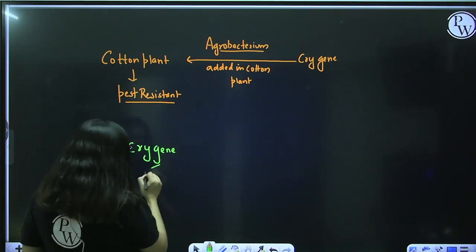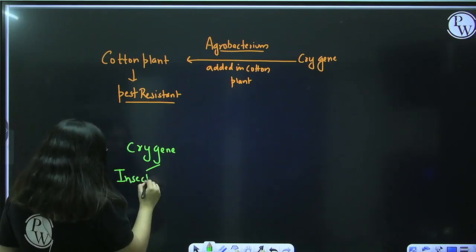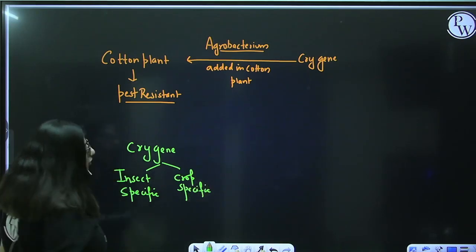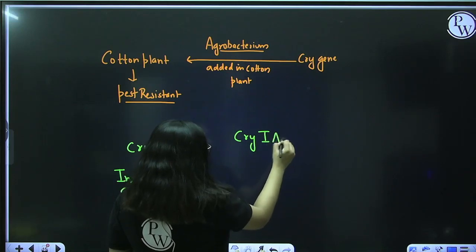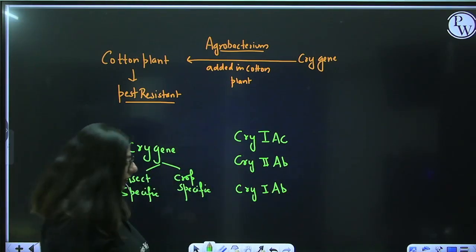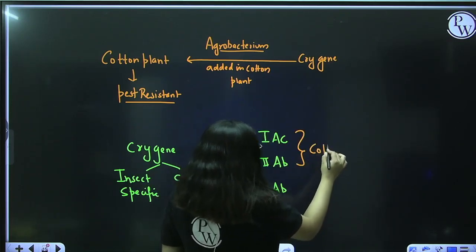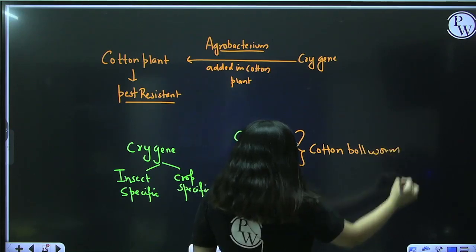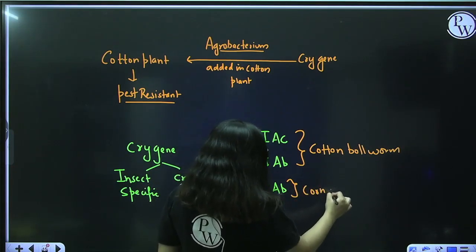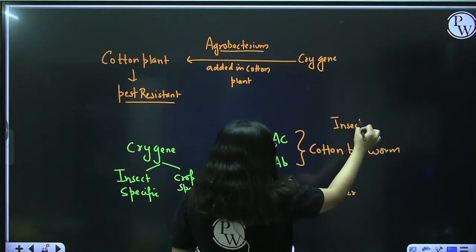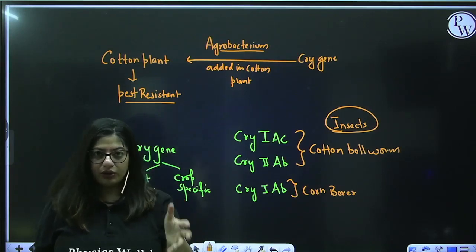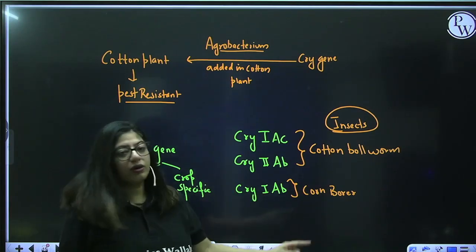But one thing which is very special about this cry gene is that it is insect specific, and second, it is crop specific. How? Let me tell you. For example, we have the genes Cry1AC, Cry2AB and Cry1AB. Cry1AC and Cry2AB can destroy cotton boll worm, and cotton boll worm is a worm that destroys cotton. So it's plant and insect specific, whereas Cry1AB is a gene that can destroy your corn borer, right? What are these? These are insects. So Cry1AC and Cry2AB will destroy your cotton boll worm, and Cry1AB will destroy your corn borer, the one which infects your corn.